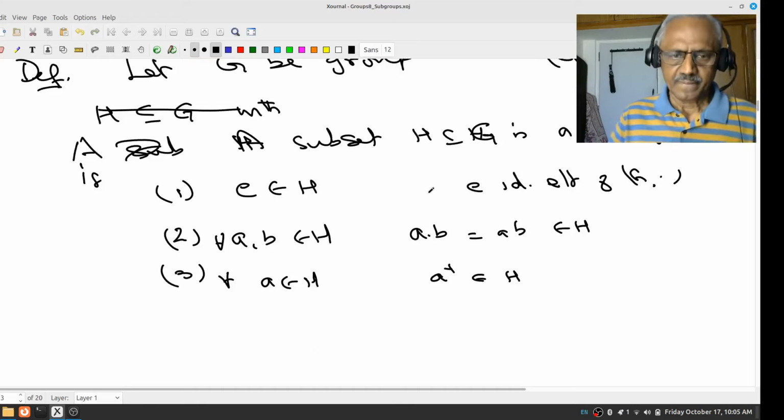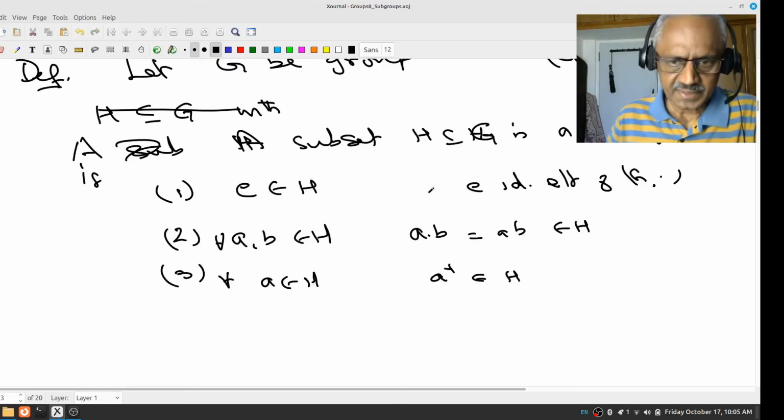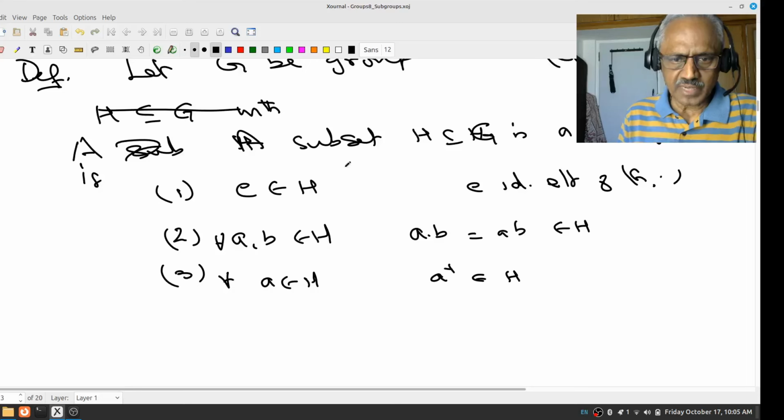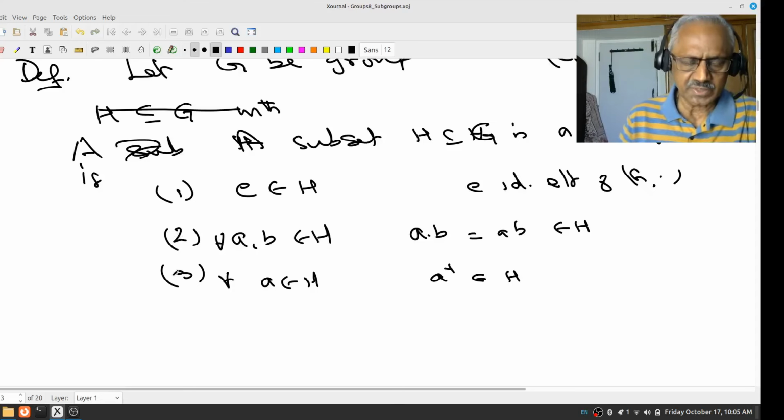You understand this definition? So notice that by our definition, if H is a subgroup, it is non-empty because E has to be in H. Most of the textbooks will say a non-empty subset and they insist only on 2 and 3. Let's not worry about this, this is the best definition.